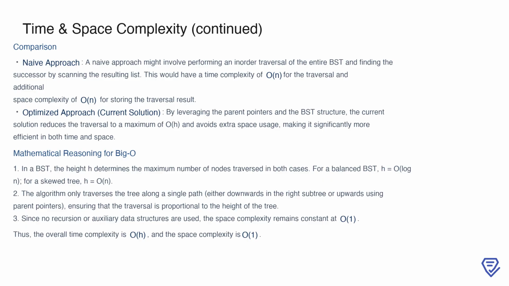Mathematically, the time complexity is proportional to the height of the tree, h. In a balanced BST, h is O(log n), while in a skewed tree, h is O(n).